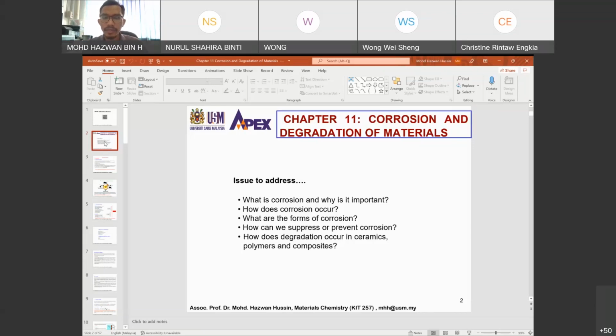Right. So talking about corrosion, you have maybe heard of it during your high school. So things that we are going to address in this chapter is what is corrosion and why it is important. How does corrosion occur? As we know, corrosion actually occurs basically due to the degradation of a metal with exposure to its environment. The environment that we are talking about is the presence of oxygen and also the presence of water. So this is a well-known fact.